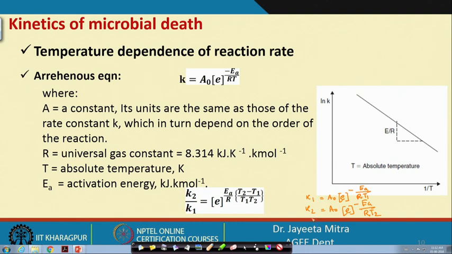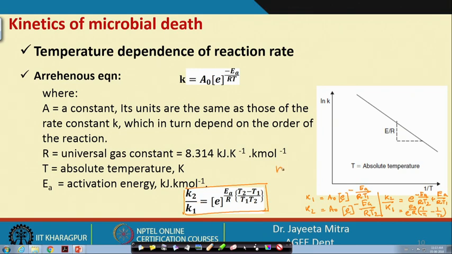Now, if we do K2 by K1, we can write K2 by K1 as e to the power minus Ea by RT2 plus Ea by RT1. So, we can take Ea by R out of this and it will become 1 by T1 minus 1 by T2, and that is eventually T2 minus T1 by T1 T2. So, we are getting this expression: K2 by K1 is equal to e to the power Ea by R, T2 minus T1 by T1 T2.